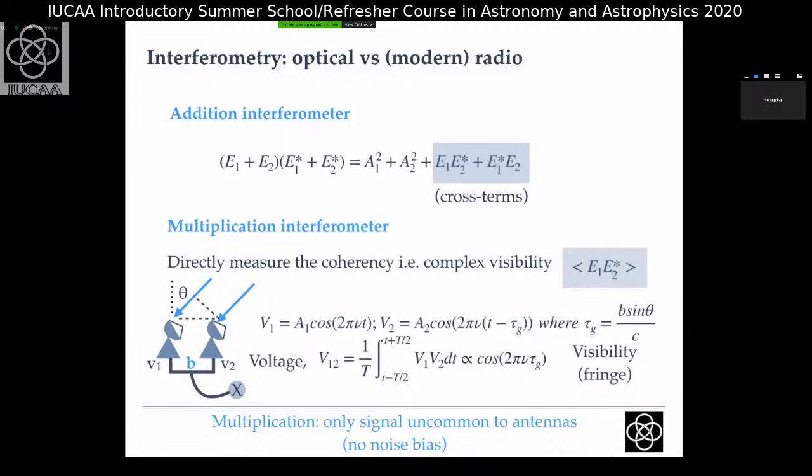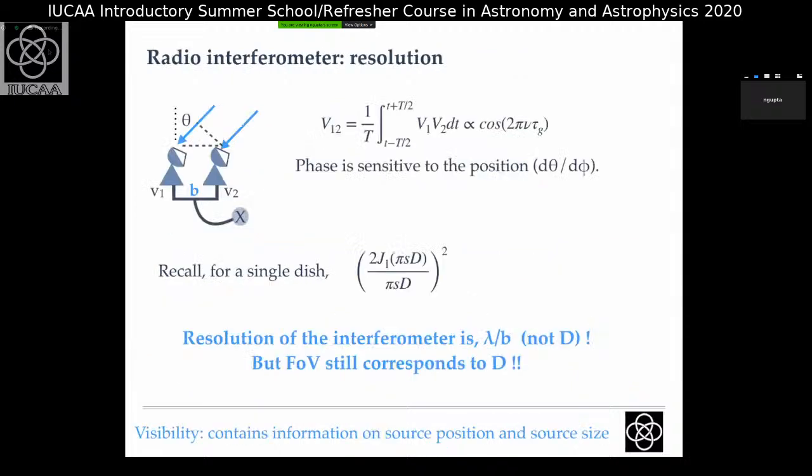So in the case of multiplication, what is the first advantage that I'm seeing here? Since I'm doing a direct multiplication, I'm rejecting any signal which is common to the antennas. So my noise signal is much cleaner in this case. I don't have noise biases coming from terms like A1 squared plus A2 squared, which were sitting in the case of the addition interferometer, right? So that's the first thing that one is able to do.